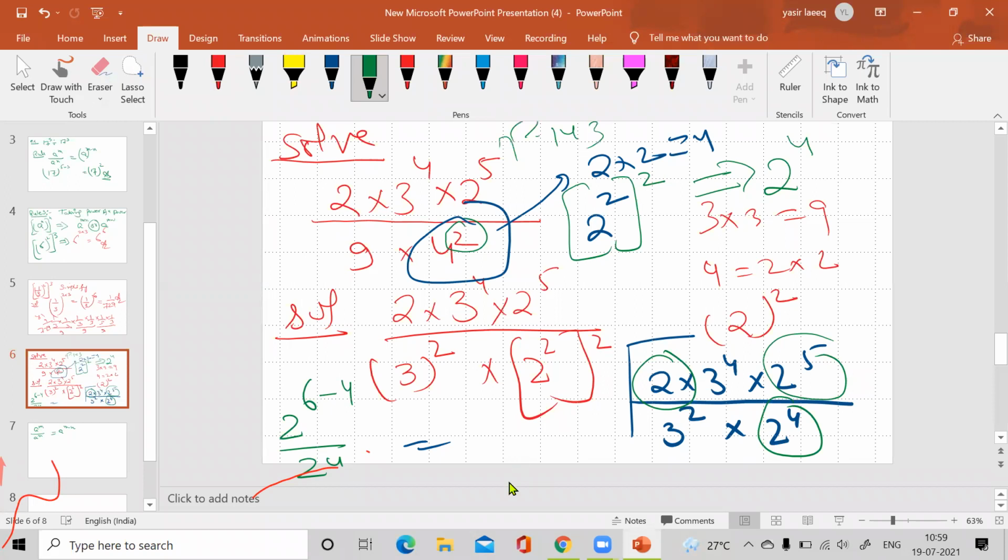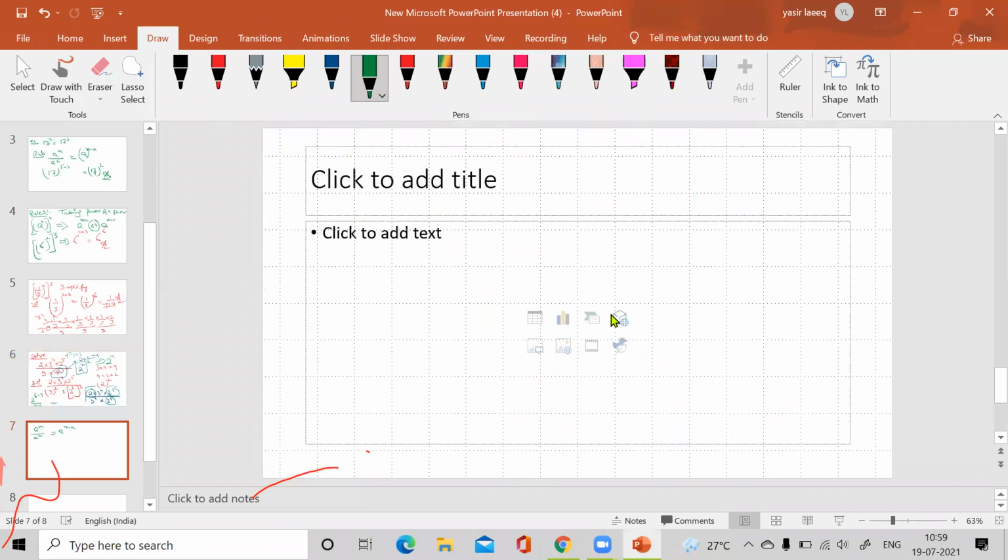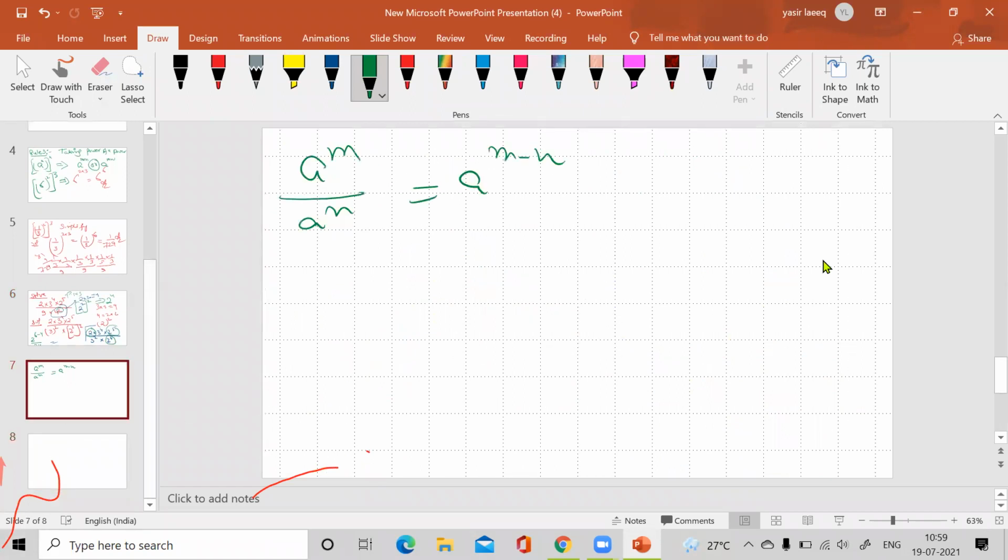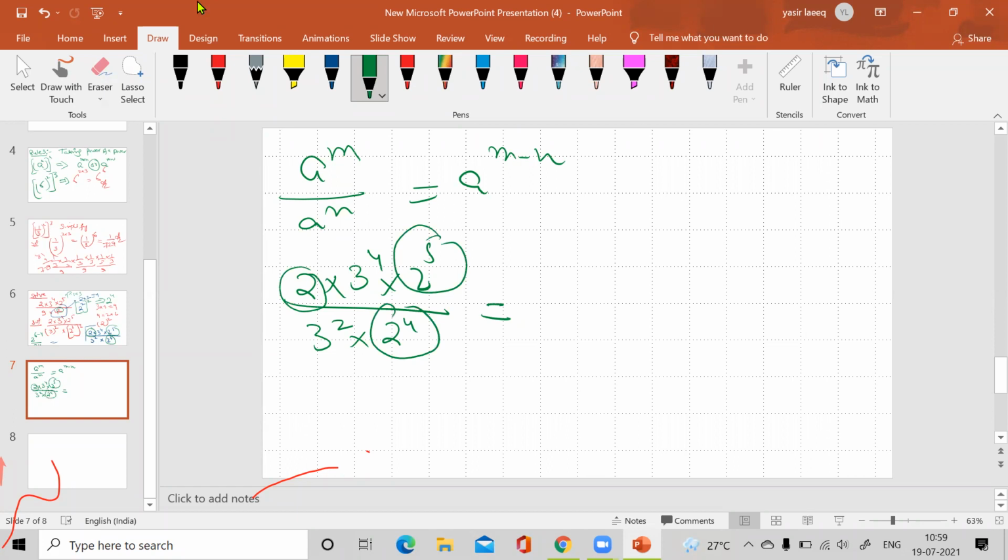So how will you do it? I'm telling you in this slide. When you have 2 into 3 to the power 4 into 2 to the power 5, and 3 to the power 2 into 2 to the power 4, you will see this part and this part. See here, 2 into 2 to the power 5 and 2 to the power 4, and this part is there, 3 to the power 4 upon 3 to the power 2.